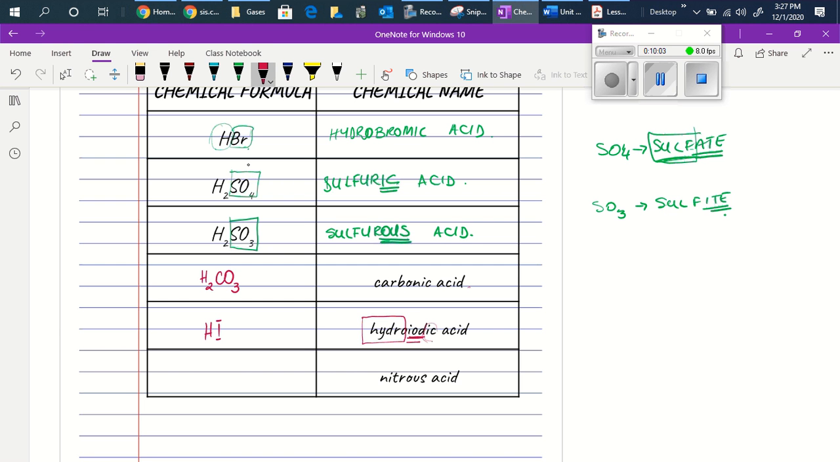And for nitrous acid, the acid ends with OUS, which means that the anion will end with ITE. So we are dealing with nitrite, NO2. Then the acid will be HNO2.